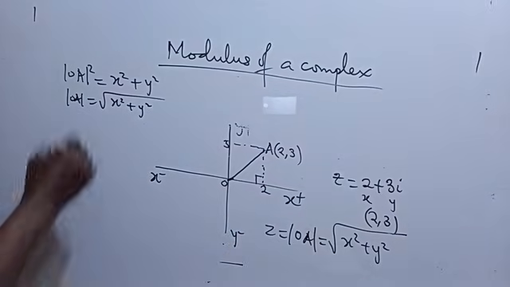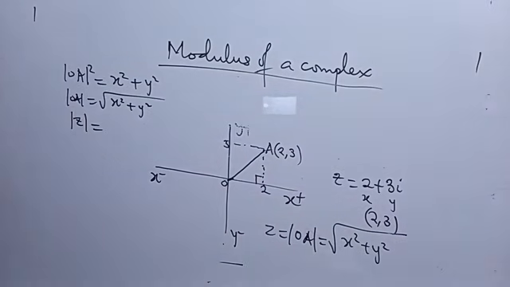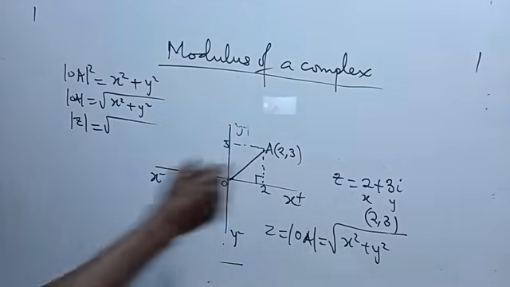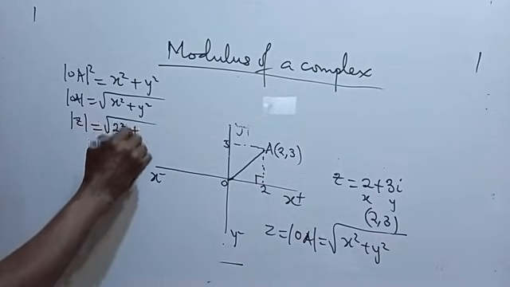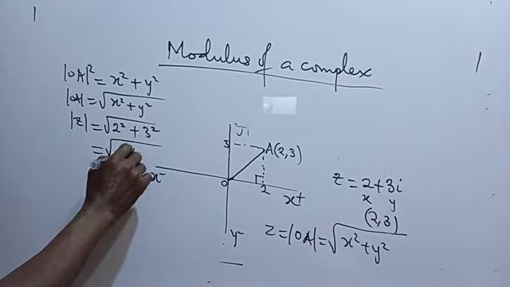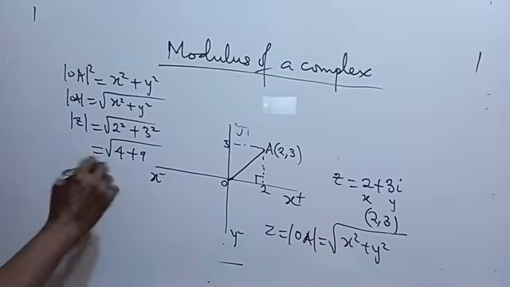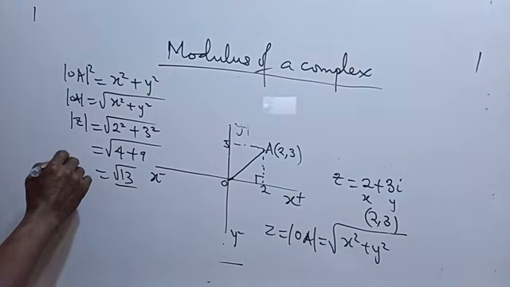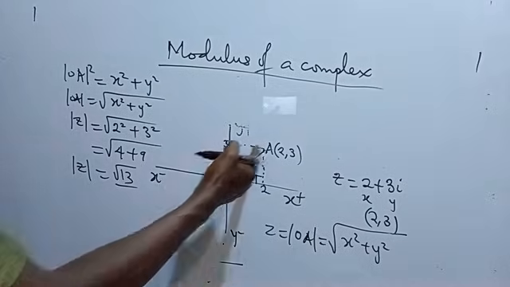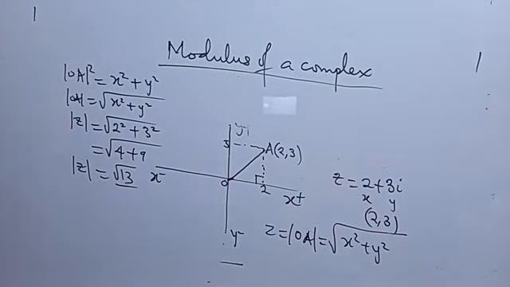So the modulus of z, because this is the sign of modulus, we put these vertical strips there. Now, the square root of what? Our x, according to the given example, is 2 squared plus our y is 3 squared. So that implies the square root of 4 plus 9, which is the square root of 13. So the modulus of z, as given here, is root 13. Don't forget I said the modulus is the length, the magnitude, the distance between this point and this point. So that solves the problem of the modulus of a complex number.